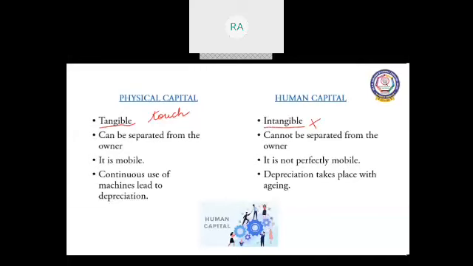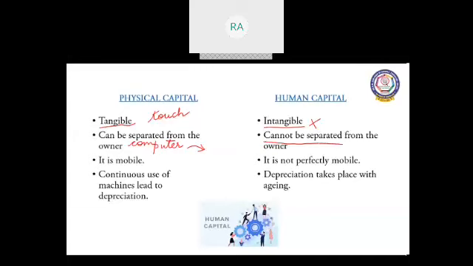Physical capital can be separated from the owner. If a person has a computer and if he wants to help his friend who wants the computer for 2 days, he can easily send it to his friend's house. So it means it can be separated from one person to another. Whereas human capital is inseparable. It cannot be separated from the owner.